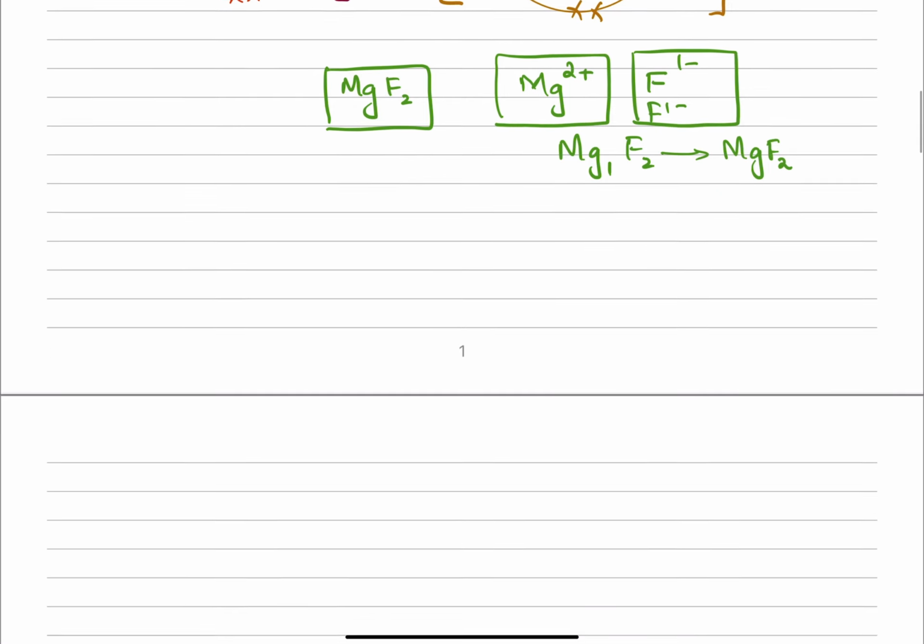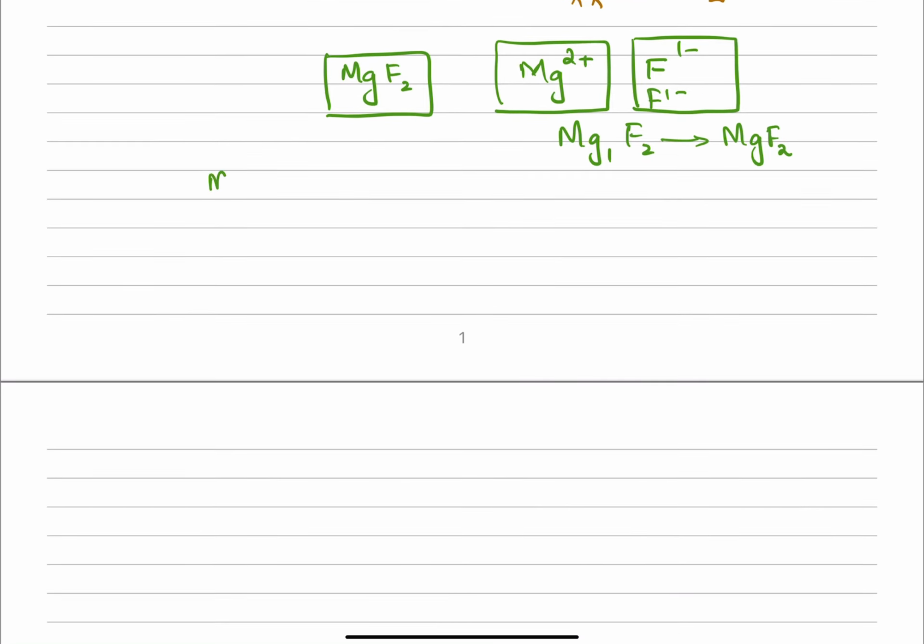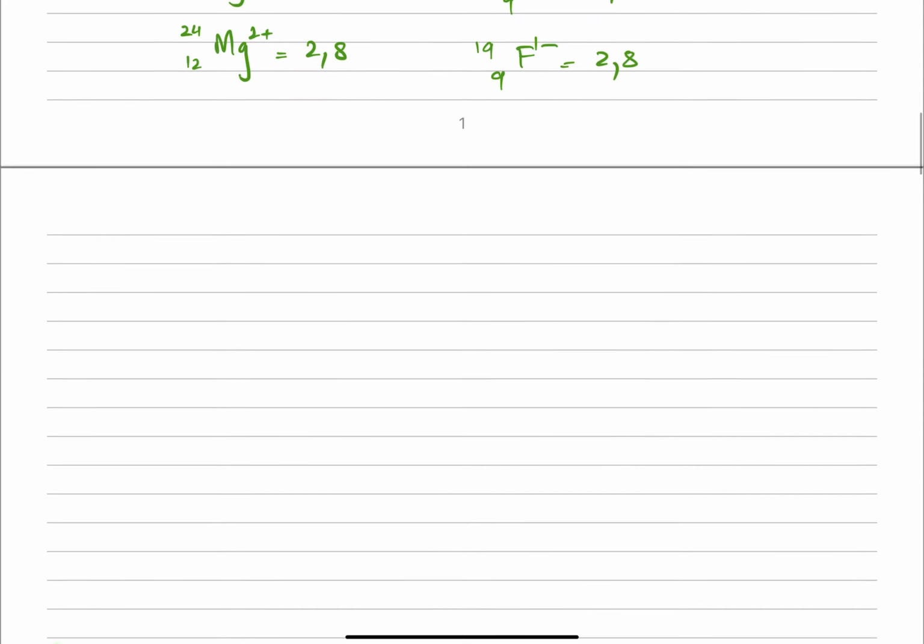So let's make the dot and cross diagram of magnesium fluoride. Magnesium is 24 and 12, which means 2, 8, 2. And the magnesium cation would just be 2, 8. Whereas fluorine is 19 and 9, so fluorine is going to be 2, 7. And the fluoride anion would be 2, 8.